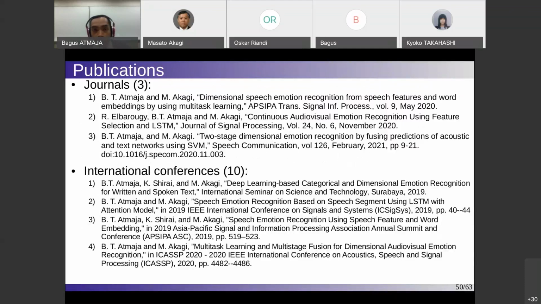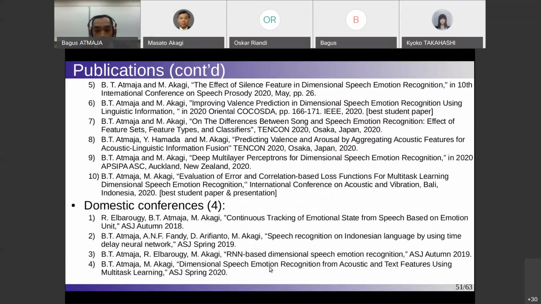The early fusion is from the first publication here in the transaction, and the late fusion is from Speech Communication. And for acoustic-only emotion recognition, we gathered the results from the following conferences. I think that's all. I give it back to Akagi Sensei.